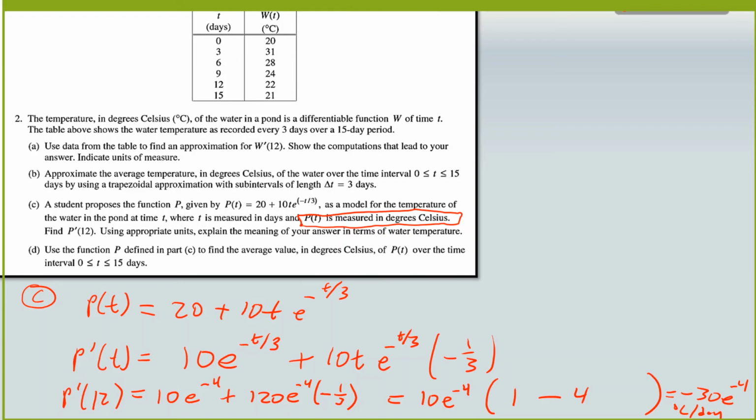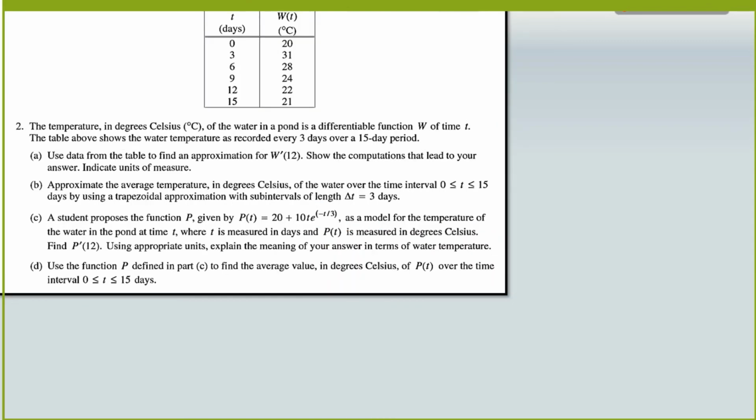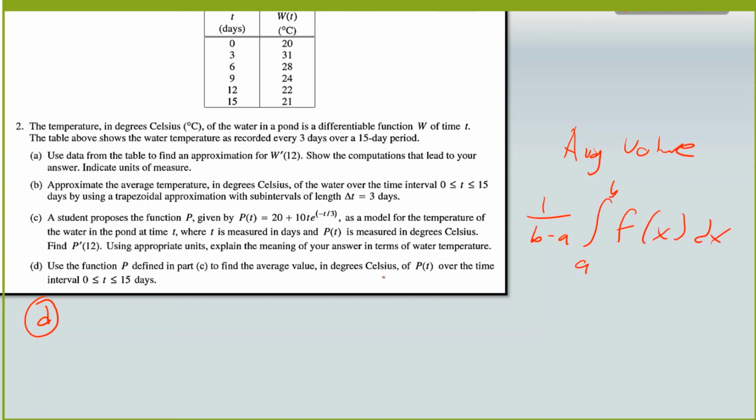Now we have not learned how to integrate the rest of this function for part 2 yet. So I'm going to write out what my general form would be, and we're not going to solve it yet. Or rather, I might solve it in the calculator instead. But this says, use function P to find the average value of P over the time interval. So we said our average value equation is 1 over b minus a times the integral from a to b of f of x dx. So my average value of P(t) for our interval from 0 to 15 days would be my upper bound minus lower bound. So that's 1 over 15 minus 0 times the integral from 0 to 15 of P(t) dt.